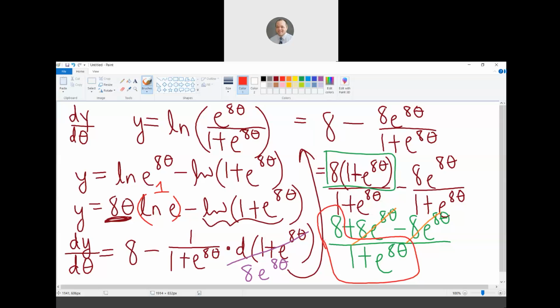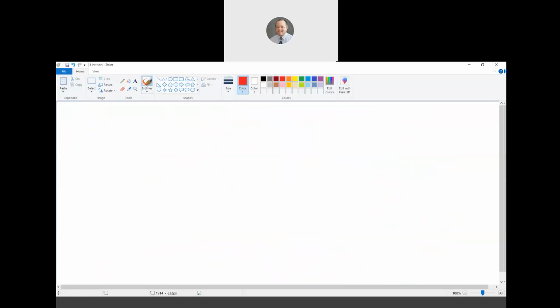Let's look at another question in which you're trying to find the derivative of y with respect to an independent variable. Next question, we have given y equal to log base 10 of 9 theta. We need to find the derivative of y with respect to theta, or dy d theta.